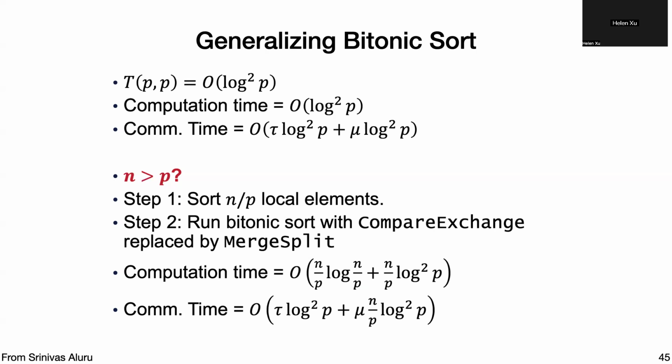Communication time, notice it's also in p. It's tau log squared p, since there are log squared levels of synchronization, so that's tau. And then you have to communicate n over p in each round rather than 1. So that's mu times n over p, and you have log squared p rounds. And I think that's it.